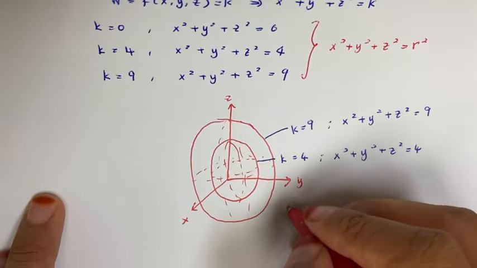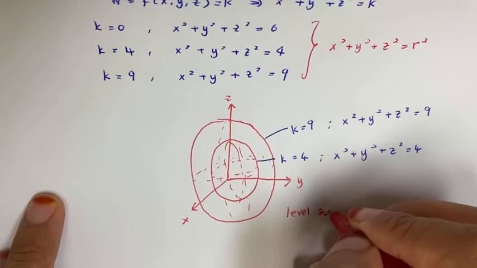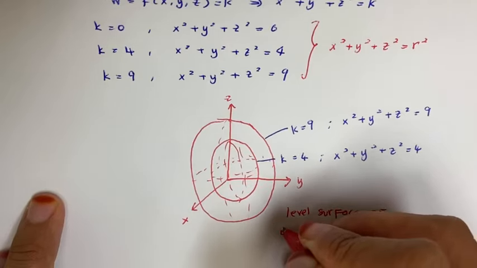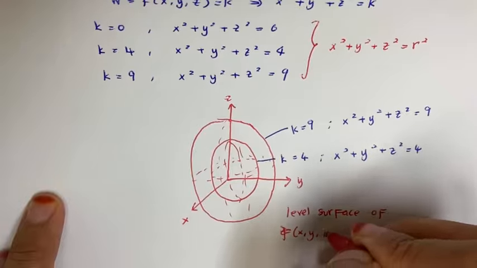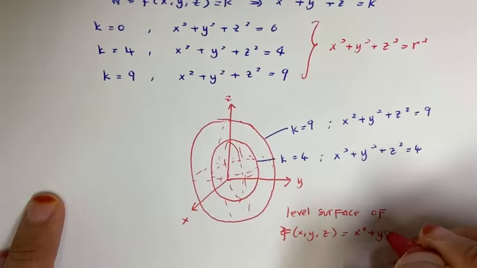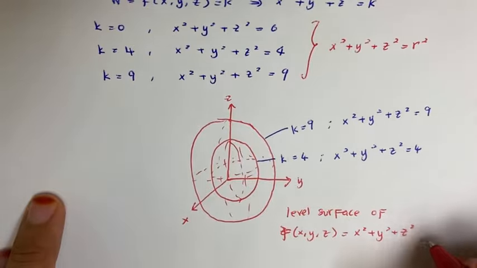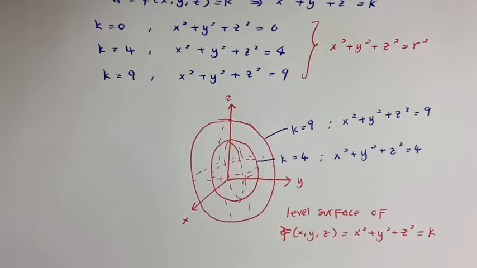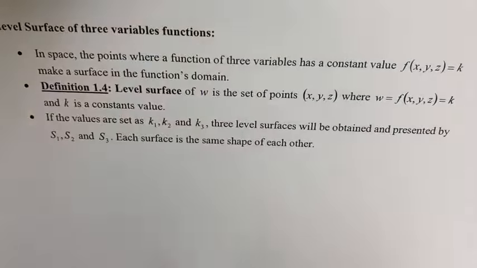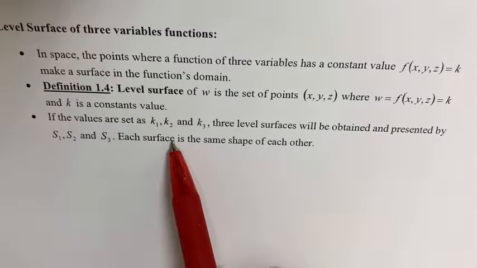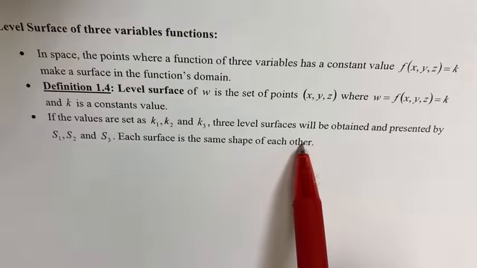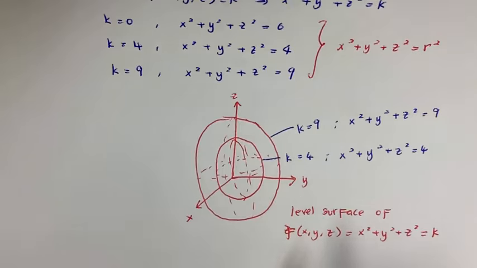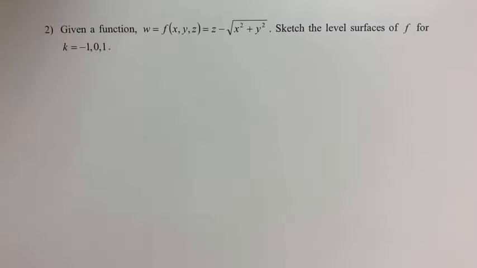So this is the level surface of f(x, y, z) equal to x square plus y square plus z square equal to k. If we see here, it says that each surface is the same shape as the others. That's why you have these two spheres of the same shape here. So this is our last example for this video.